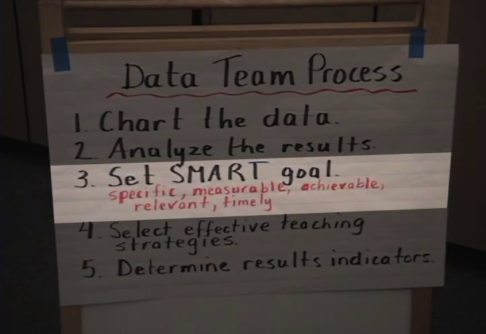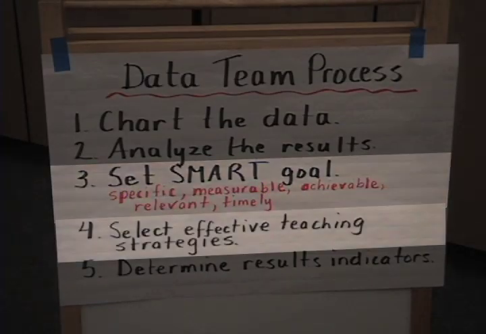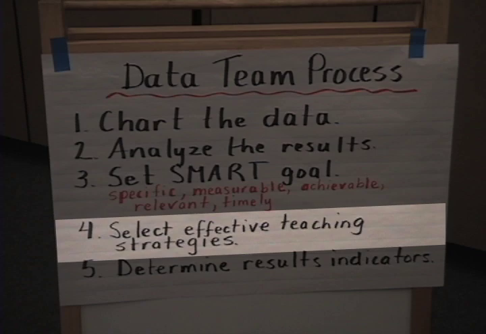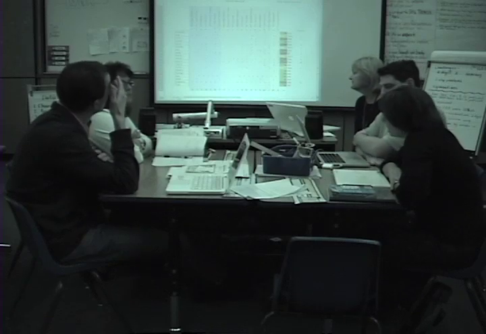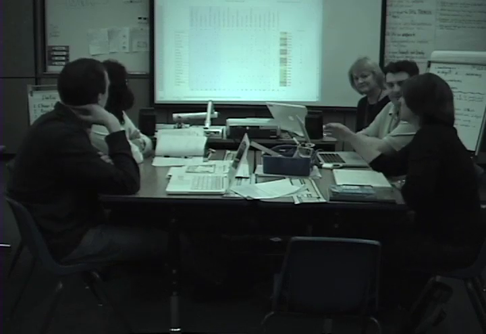Once the goals have been set, the team is ready to move on to step 4, where they will select effective teaching strategies to help them meet these goals. Okay, so the next thing that we need to do is to select effective teaching strategies. The whole point of this is that we improve our teaching. So we look at the data and we say, if we were successful at a certain problem or skill, then we want to share that and put that strategy into our repertoire, in particular since we're using it in intervention.